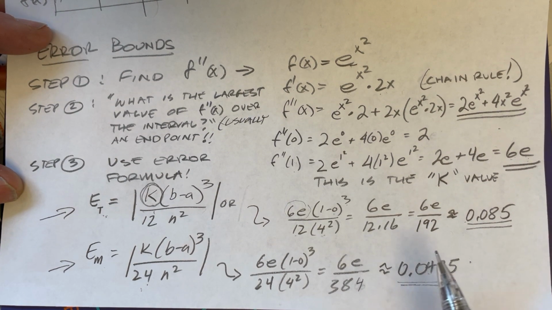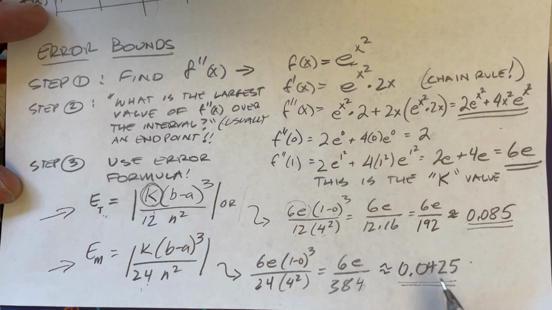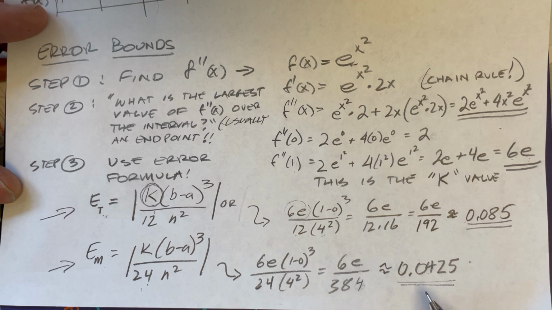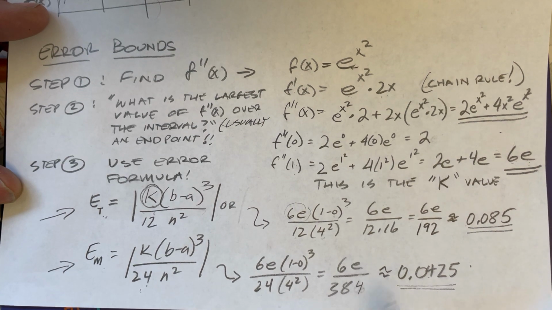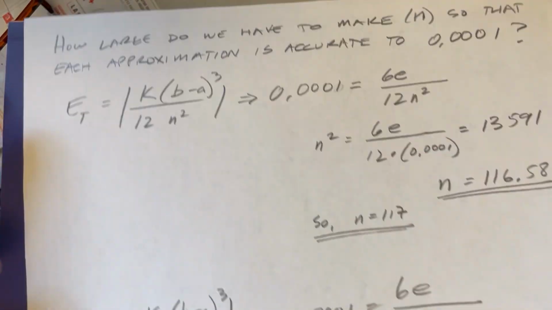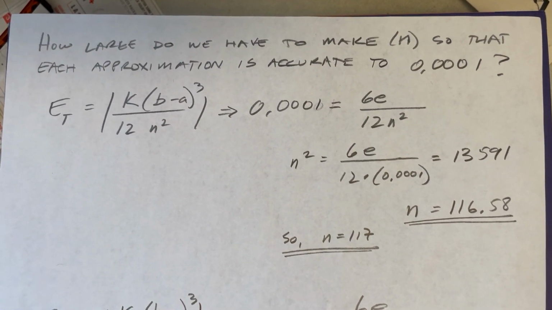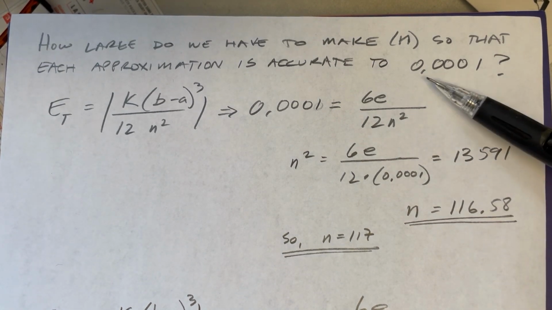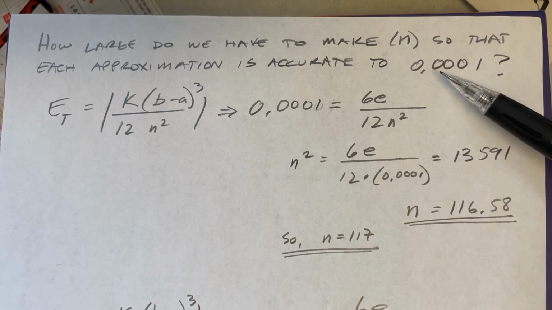Many times we have a certain tolerance that we want to have, for a physics experiment to stay within a certain level of accuracy. How much data do we need? How frequently do we need to sample our experiment and take a reading of a temperature or something like that to get an accurate look at what's going on? So this is a typical kind of question. How large do we have to make n so that each approximation is accurate to a 10,000th, all right? 3 zeros and a 1.